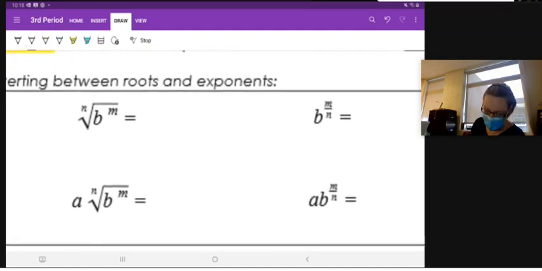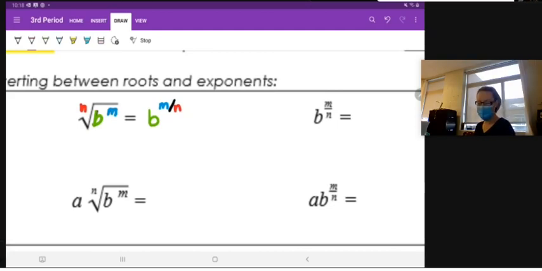On the top left, we have a radical with a base that has an exponent and an index. Actually, I'm not going to do that in red. I'm going to do the index in red. If we wanted to convert this radical into an exponent, we would start by rewriting our base with its exponent over index.